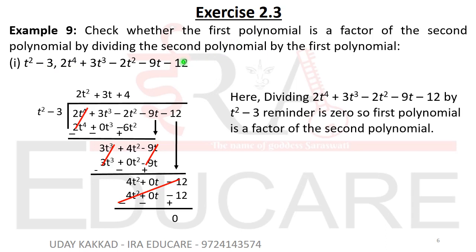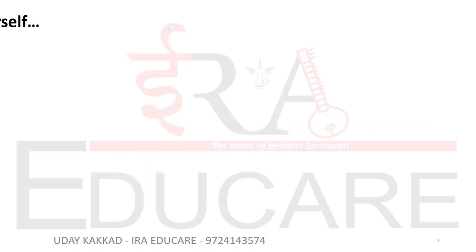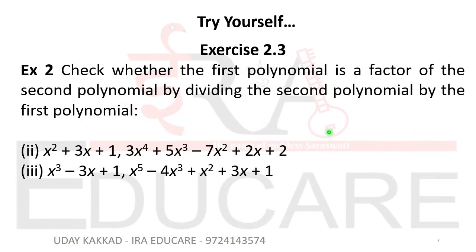So here dividing 2t raised to 4 plus 3t cube minus 2t square minus 9t minus 12 by t square minus 3, the remainder is 0. So first polynomial is a factor of second polynomial. Okay, so try yourself. Just divide these polynomials. If you get the remainder 0, then it is the factor, and if you don't get the remainder 0, or you get a non-zero remainder, then it is not a factor, right?